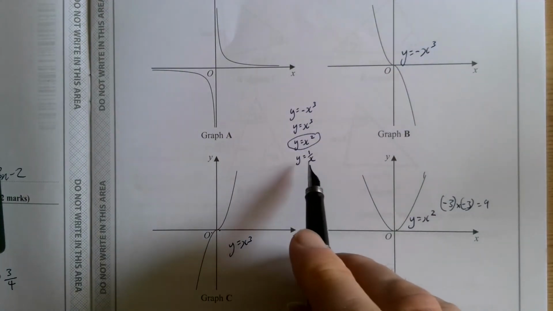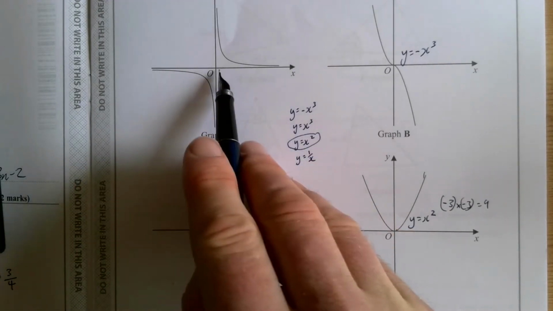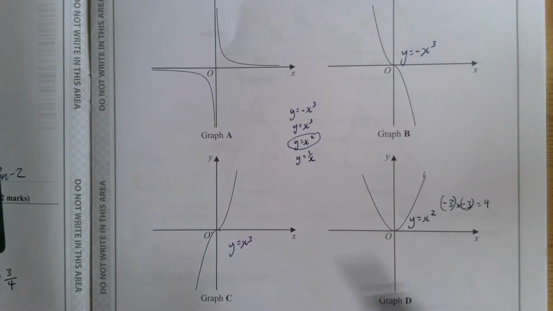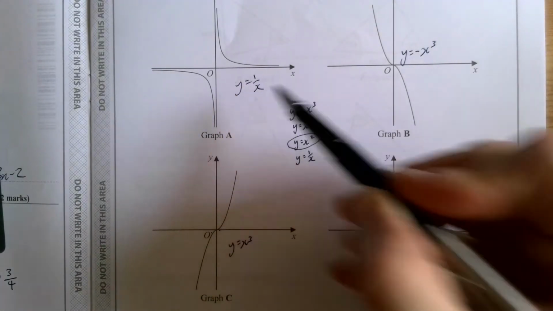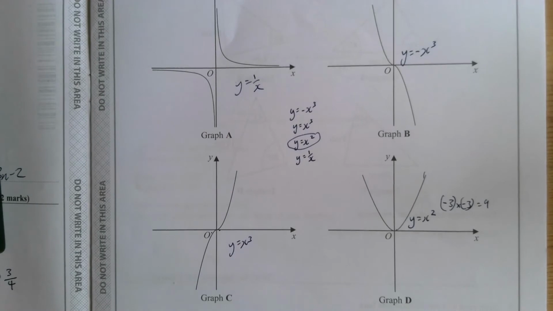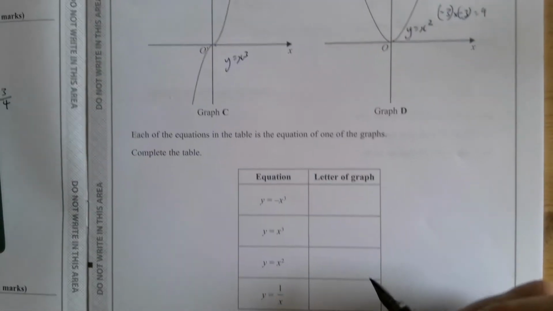And we could think about what results we get when we divide 1 by the different inputs that we put in, if you think of the x values as the inputs. But you could just say, well, what I've got left is y equals 1 over x. And what all that gives us is that graph A is y equals 1 over x.